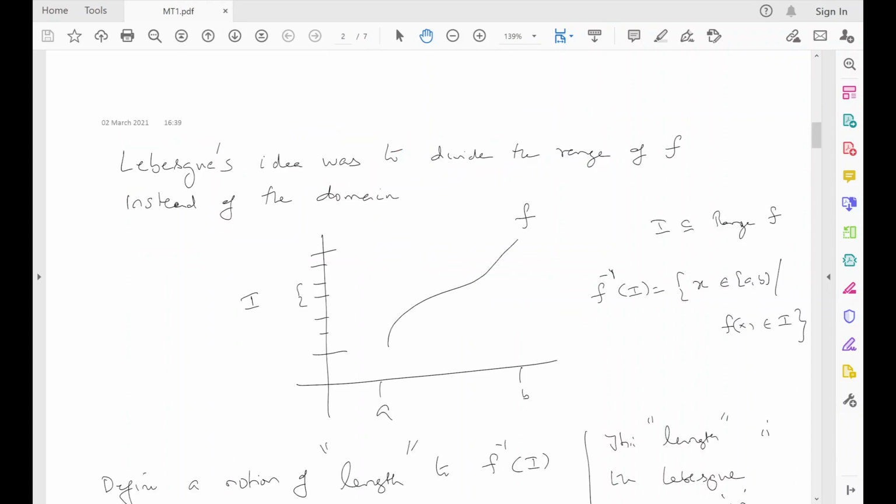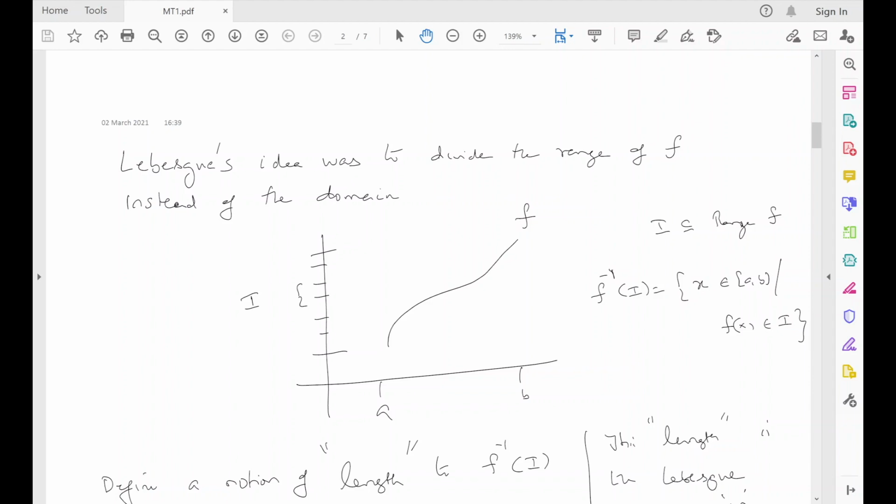Now, in Riemann integration, what we did was to divide the domain of f into smaller intervals, and you formed these Riemann sums, upper sums or lower sums, and then looked at finer and finer divisions, finer and finer partitions, and then you take the limit, and that is what you call the Riemann integral.